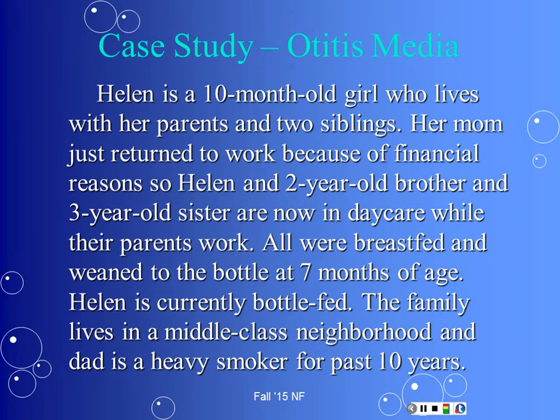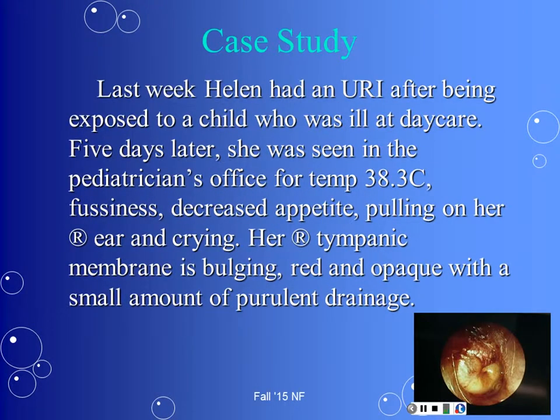They were all breastfed and weaned to the bottle at 7 months of age. Helen's currently bottle fed. Okay? The family lives in a middle-class neighborhood, and Dad is a heavy smoker and has been for the past 10 years. Last week, Helen had an upper respiratory infection, or a URI, after being exposed to a child who is sick in daycare. Because everybody has to work, so they send their kids sick to daycare.